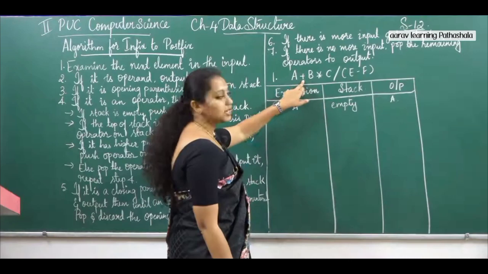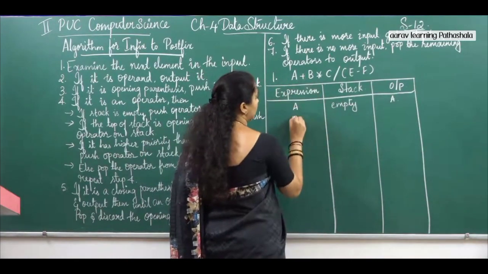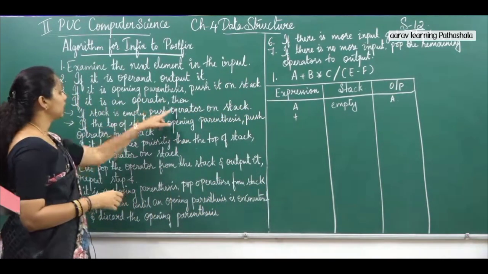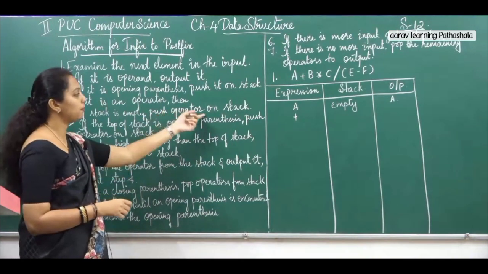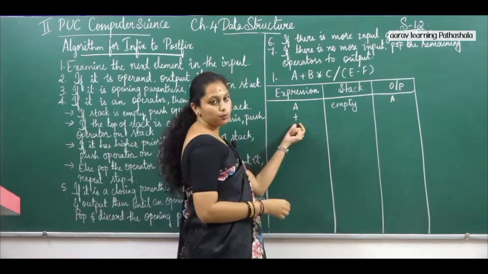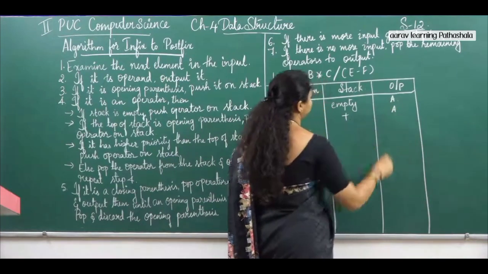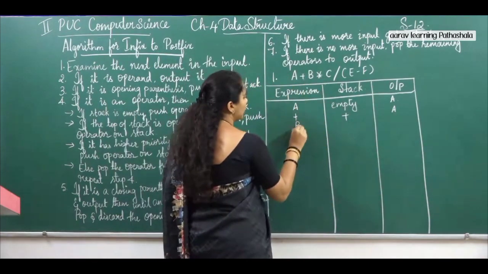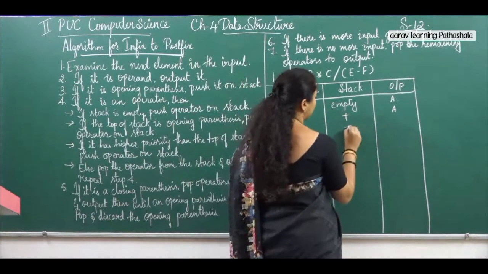Next, examine the element. So what is this? It is an operator. If it is an operator and the stack is empty, what do we have to do? We have to push the operator on the stack. So here the stack is empty, hence we push this operator into the stack. Next is an operand. So what do we have to do? We have to output the operand.